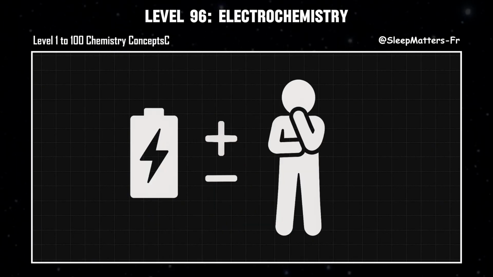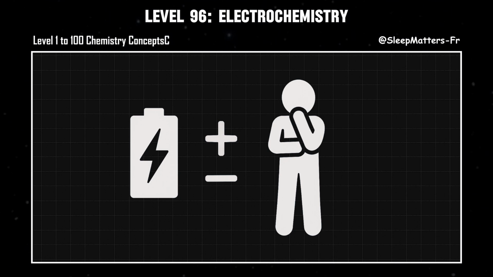Level 96. Electrochemistry. Electrochemistry is the science of electricity and chemical reactions coming together. It is how your phone battery works. It is how metal is protected from rust. It is how your nerves send signals. It is a field of science that hides in plain sight, but it is part of your everyday life.